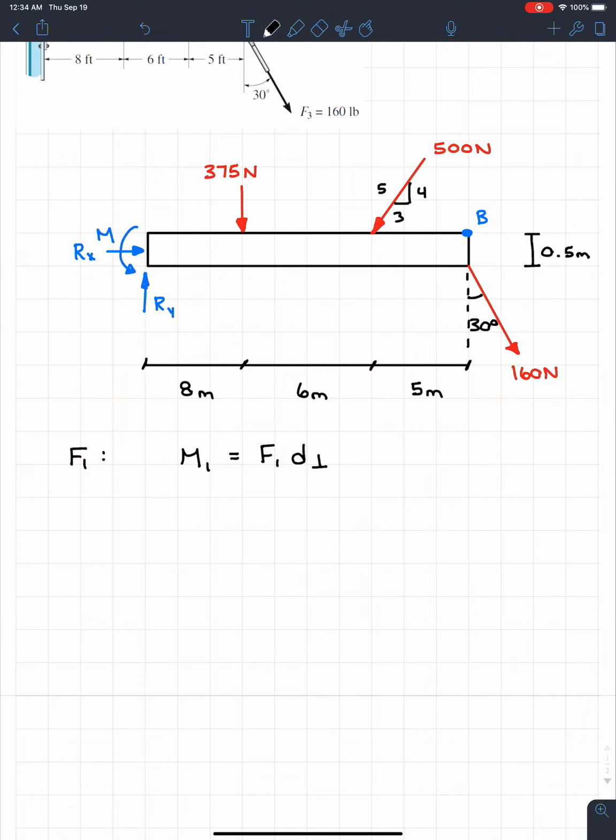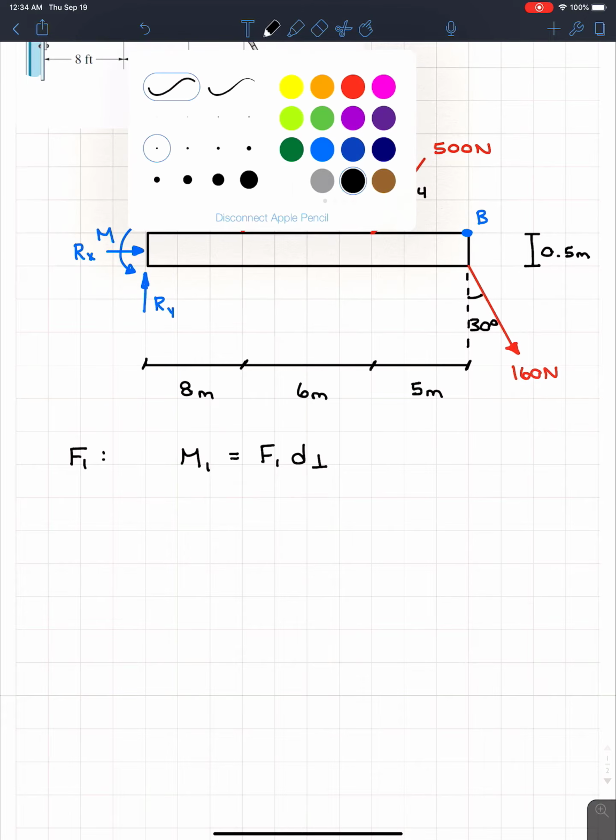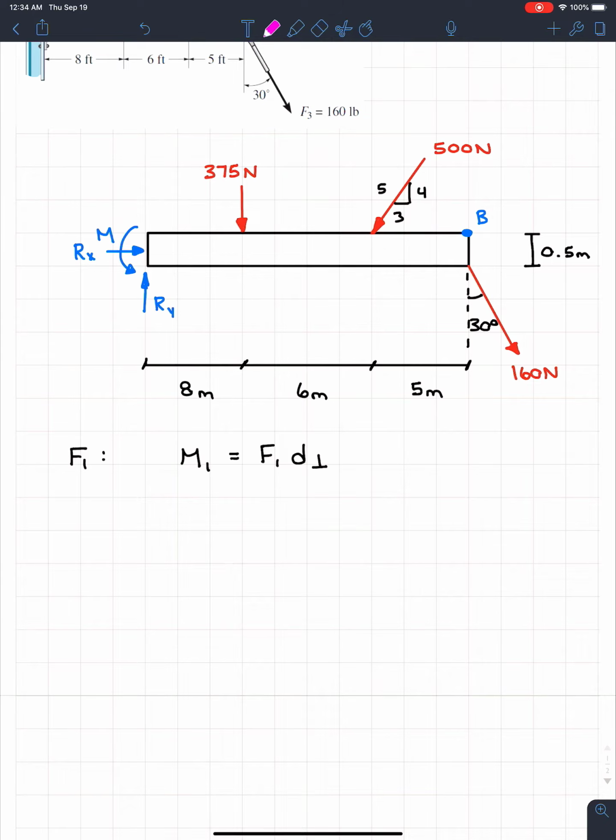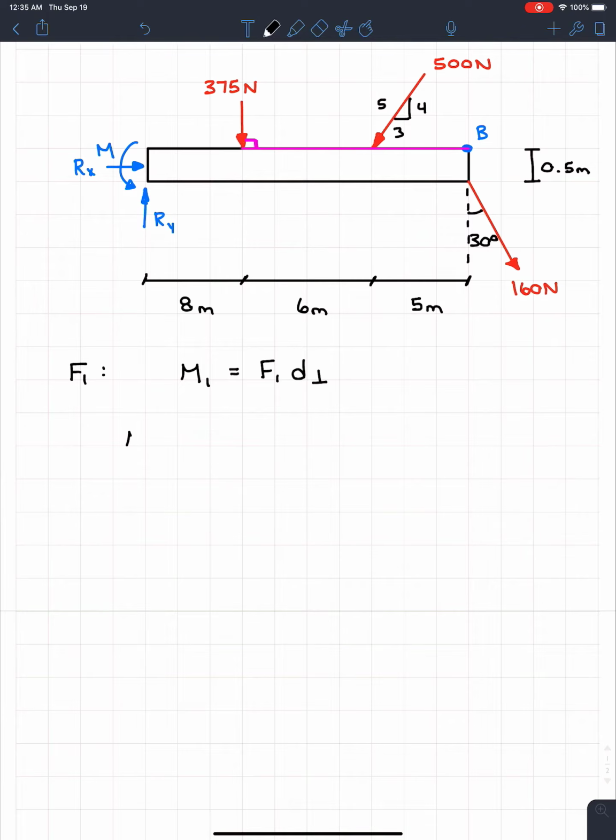perpendicular distance. So remember what we want is that 90-degree angle between the force and the position vector, but you guys will get into that later. It's the distance between the points. So if I were to draw this pink line right here, I see that my force, F1, the 375, is already at 90 degrees. It's really easy to tell. So from here, we know that M1 is going to be equal to the force F1.